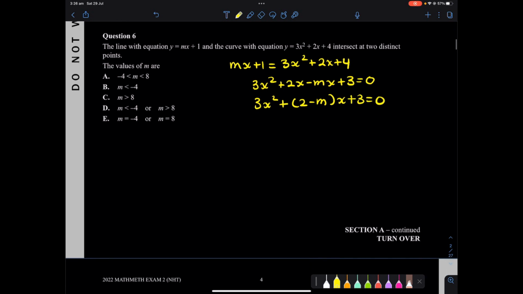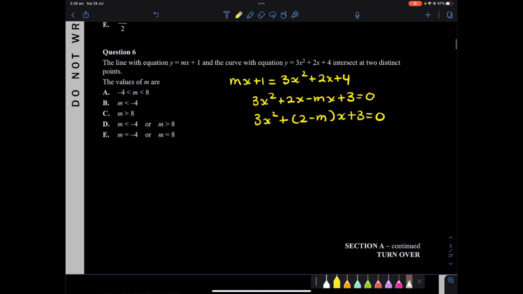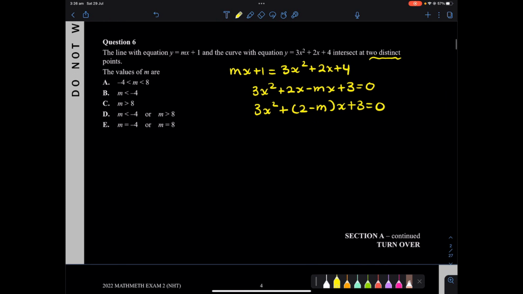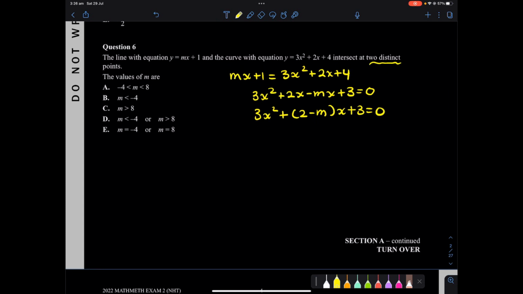Because we want 2 distinct solutions, I'm going to use the discriminant, and we want it to be greater than 0. So we want b squared minus 4ac to be greater than 0. So your b value is 2 minus m, squared, minus 4 times 3, and your c value is 3. We want it to be greater than 0.